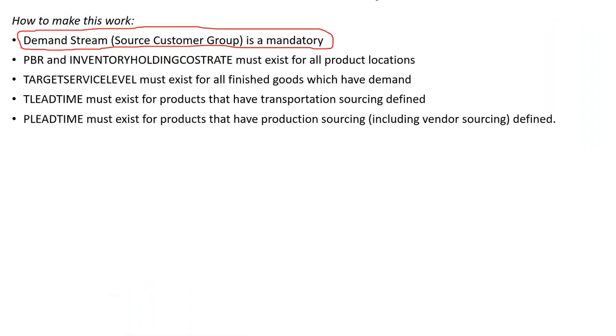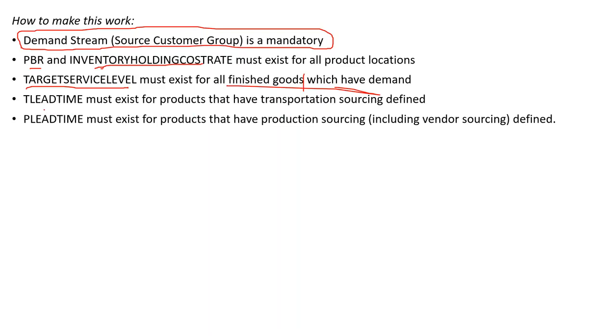Okay, that's the thing. Demand stream is a mandatory one, you have to maintain that. PBR and inventory holding cost rates must exist for all product locations, for all the components, the finished goods and semi-finished goods across your locations. Some inventory holding cost has to be there. Target service level has to be there for all the finished goods. Obviously, target service level is for the finished goods and for the customer group.